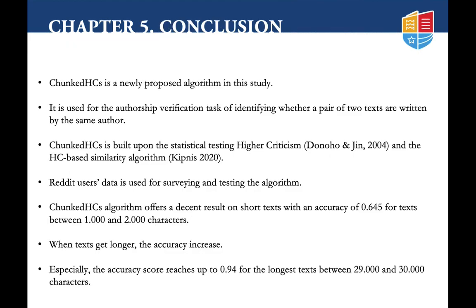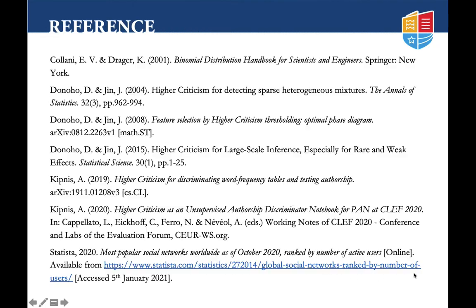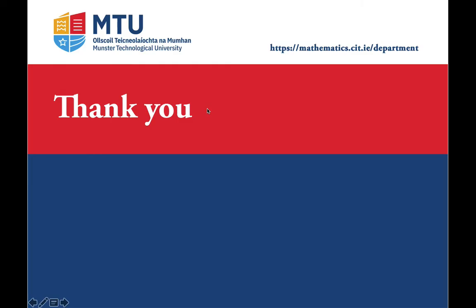So, in conclusion, ChunkedHCs is the newly proposed algorithm in this study, built upon statistical hypothesis testing and the XZ-based similarity algorithm. The Chunk algorithm offers a decent result on short text. And when the text is longer, the accuracy increases, especially reaching 0.94 for the longest text, between 90 and 30,000 characters. Here are the references, and thank you for listening.